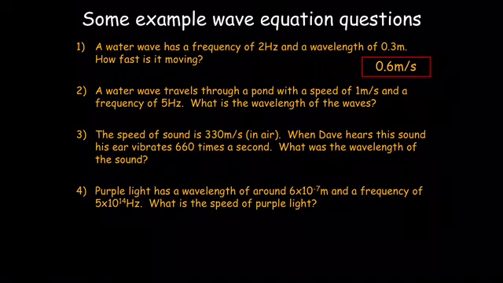A water wave travels at 1 and has a frequency of 5 hertz. Well, the wavelength is always the speed divided by the frequency. Well, 1 divided by 5 is 0.2. So it's 0.2 of a meter.